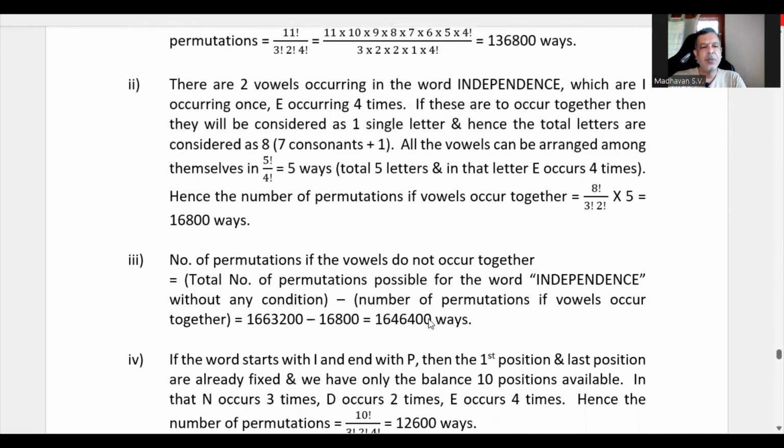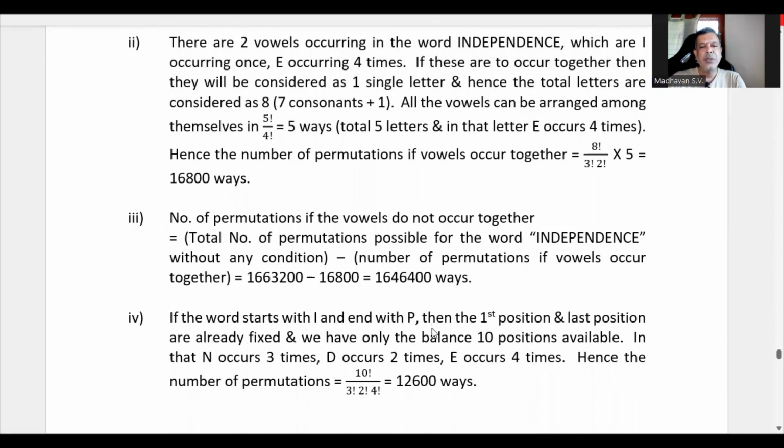Now the fourth question: the word should begin with I and end with P. That means the first position and last position are already fixed. So we have only the balance 10 positions available for the permutations, in which again N occurs 3 times, D occurs 2 times, E occurs 4 times. Hence the number of permutations becomes 10 factorial divided by 3 factorial, 2 factorial and 4 factorial. If we calculate that, we get 12,600 ways. That is the solution for this particular problem.